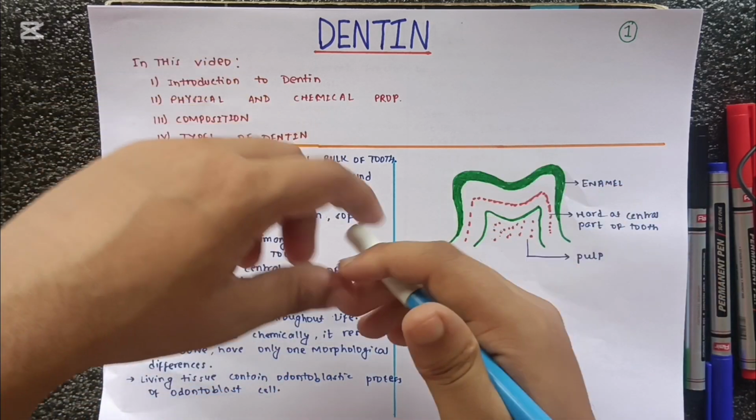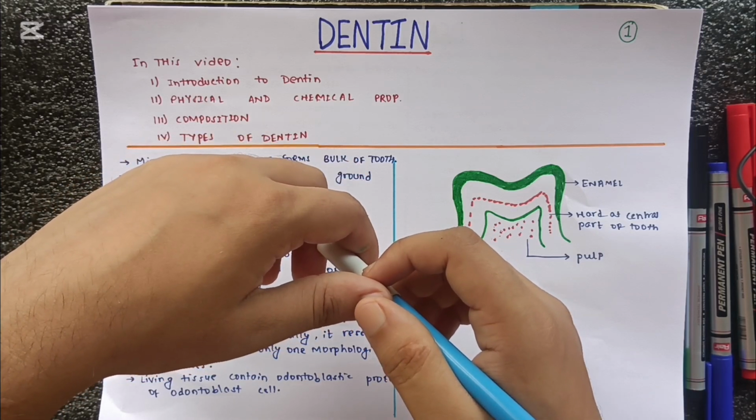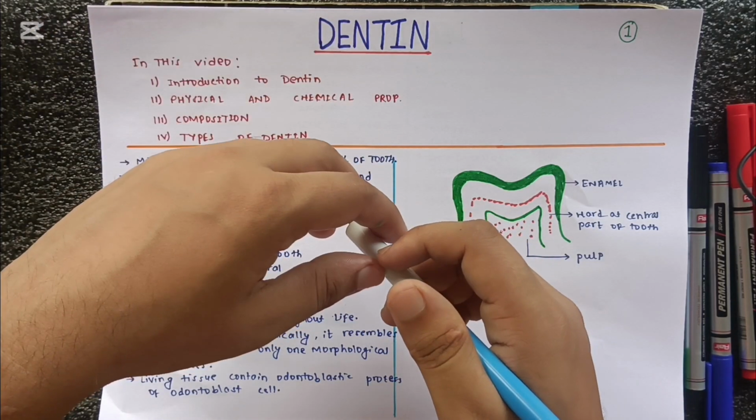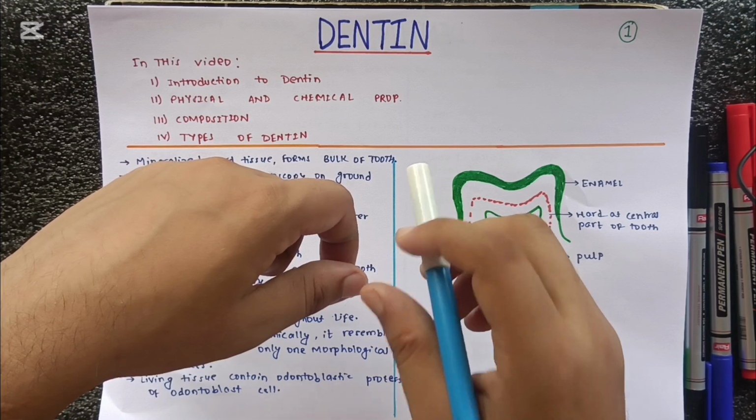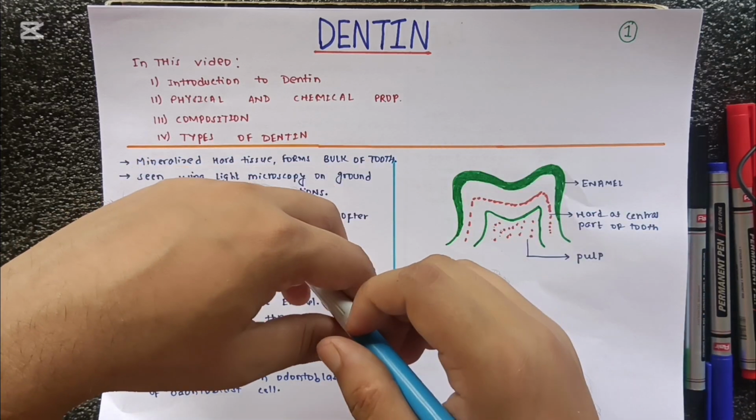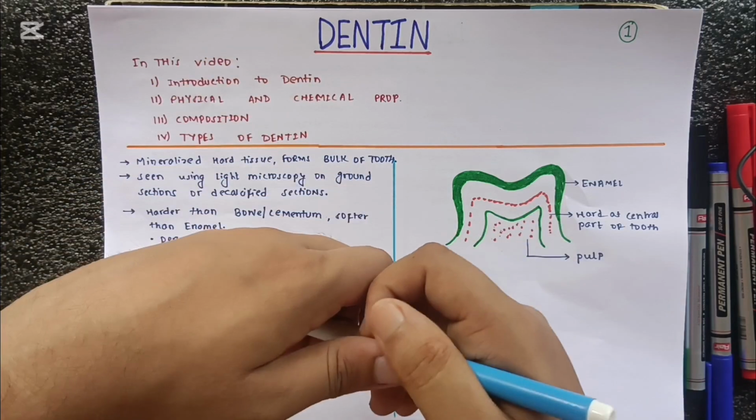So this is our first video of the dentin in the Dental Histology Series. As you know, I was uploading the videos of dental cement, which is of dental materials, previously. A few topics of that chapter are still left, and I will cover those in a few days. But for today, I will start with the new chapter, that is dentin. So without delaying much, let's get started.